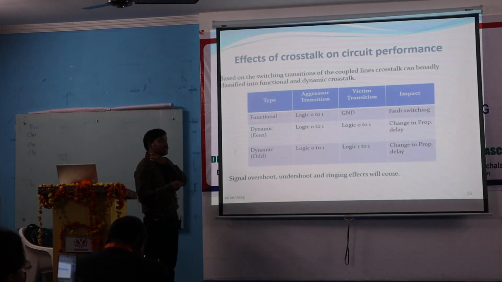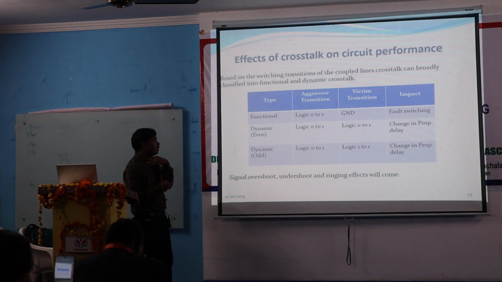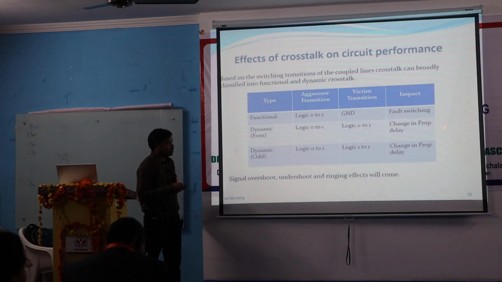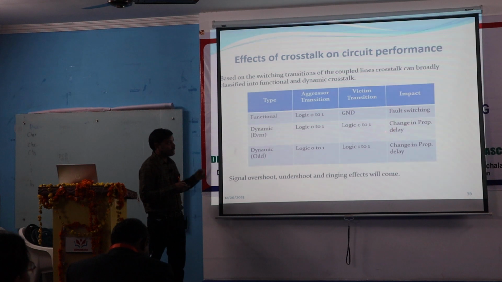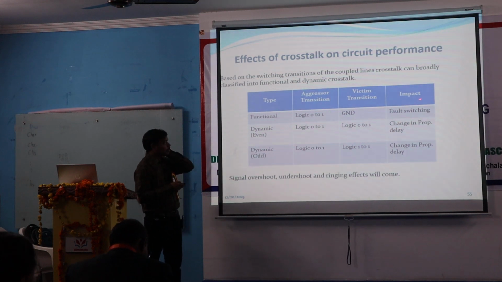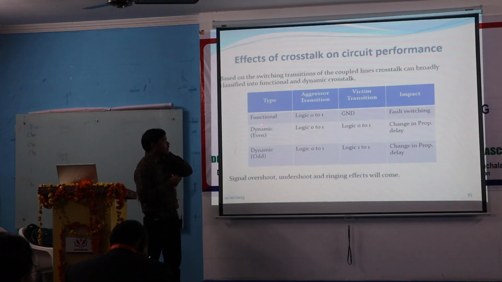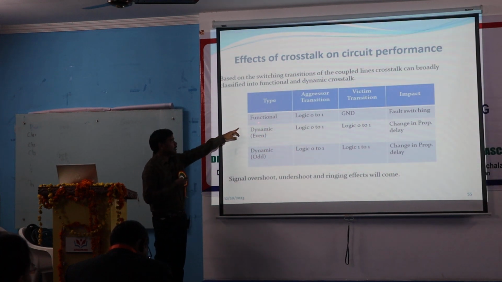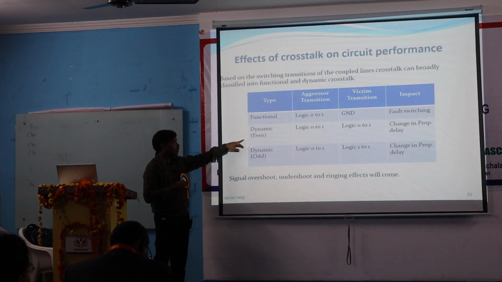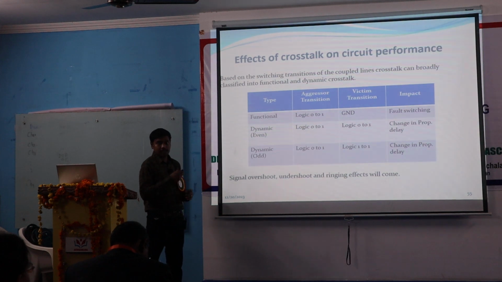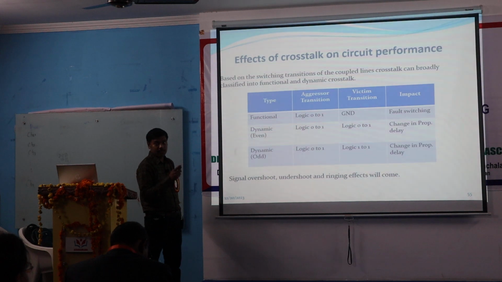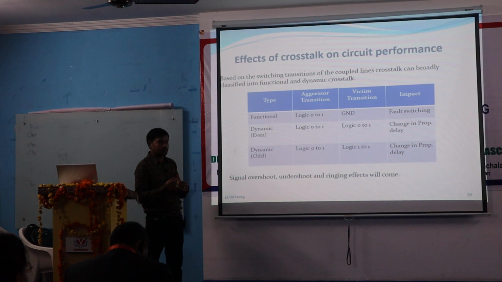So because of the crosstalk, what happened? These are the effects that you will see. There may be clock switching, and there may be a change in propagation delays. These are the impacts of crosstalk. And these are the types of crosstalk: one is functional and the second one is dynamic. What does functional crosstalk mean? The first line will switch, and the victim line wants to stay quiet, stable at 0.